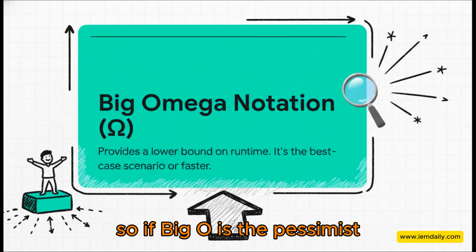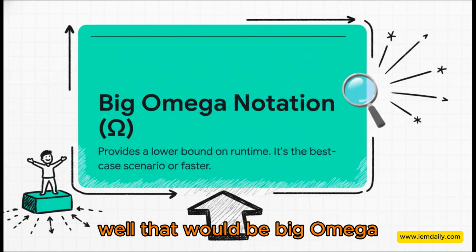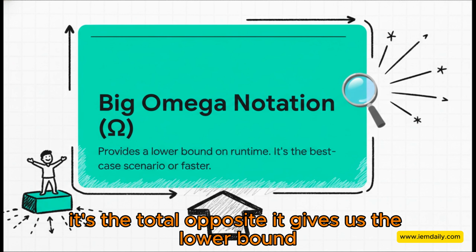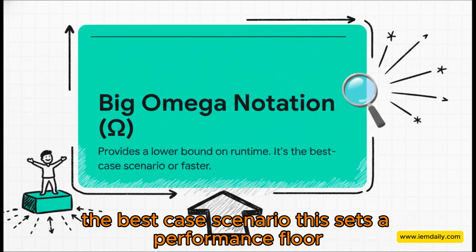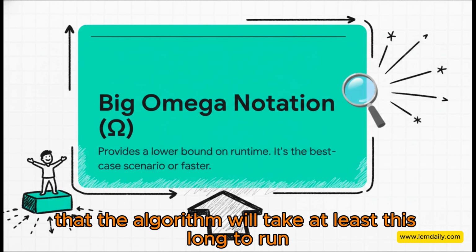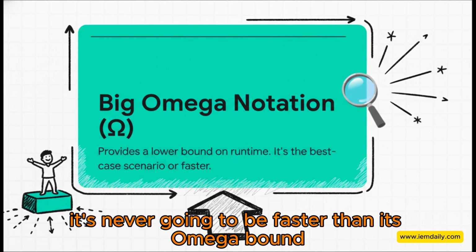So if Big O is the pessimist, what's the optimist in the room? Well, that would be Big Omega. It's the total opposite. It gives us the lower bound, the best-case scenario. This sets a performance floor. It guarantees that the algorithm will take at least this long to run. It's never going to be faster than its omega bound.